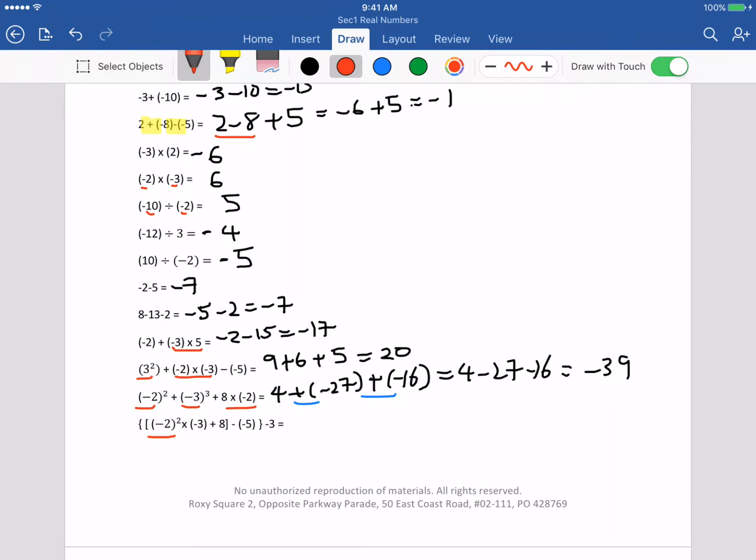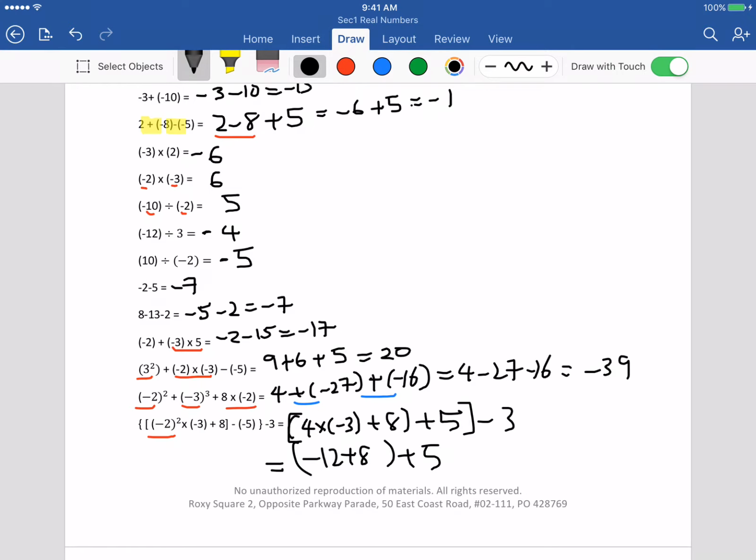Okay, so let's do for this one. So it will be equal to bracket 4 times negative 3 plus 8 plus 5, and then minus 3. Okay, 4 times negative 3 is actually negative 12 plus 8. Okay, plus 5, the whole thing minus 3.